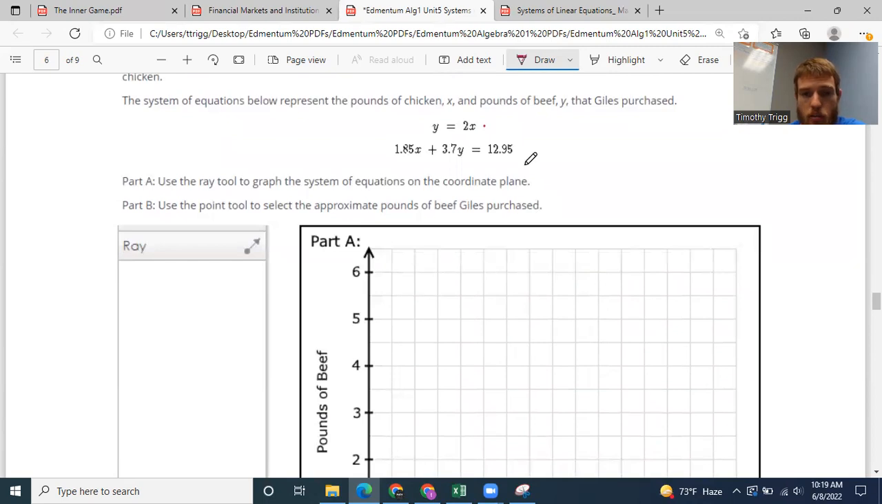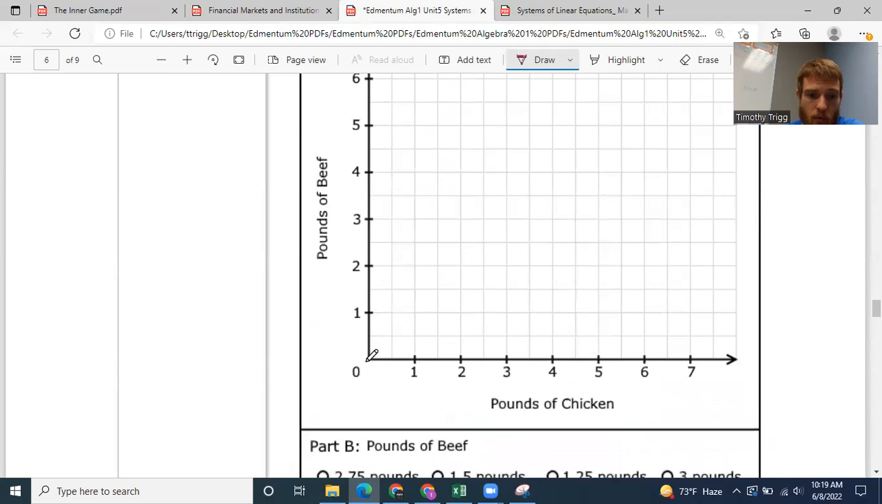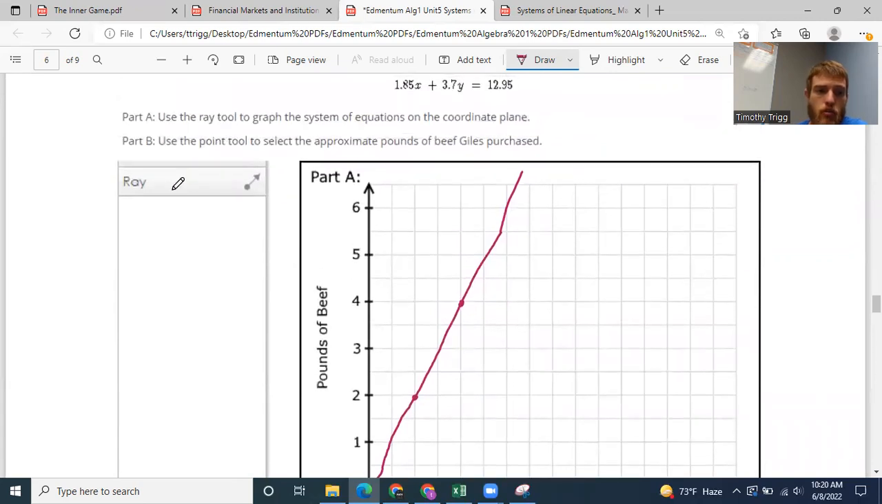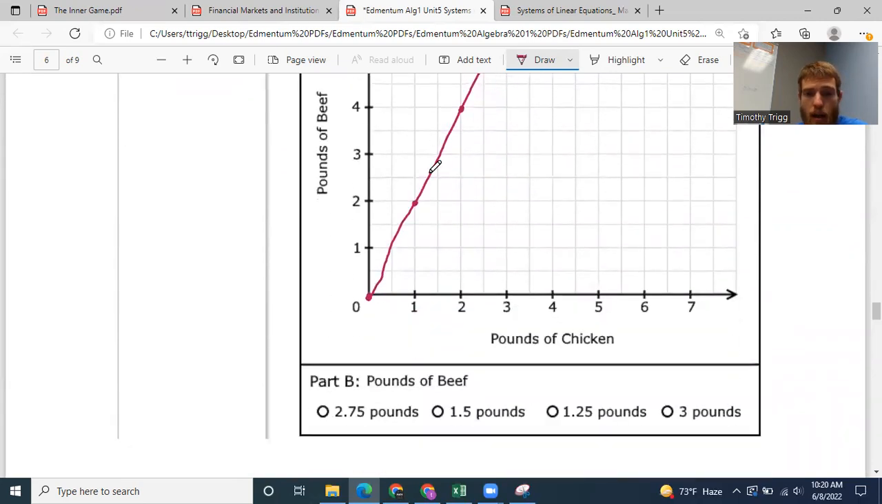y equals 2x. So our slope is 2 and our y-intercept is 0. So from 0, then up 2 over 1, up 2 over 1, because the slope of 2 is 2 over 1, essentially. Okay, now be careful here. We're counting by up 2, you have to go up to here over 1. So this is our first equation. Make sure to use the ray tool. You would click here and drag in this direction.